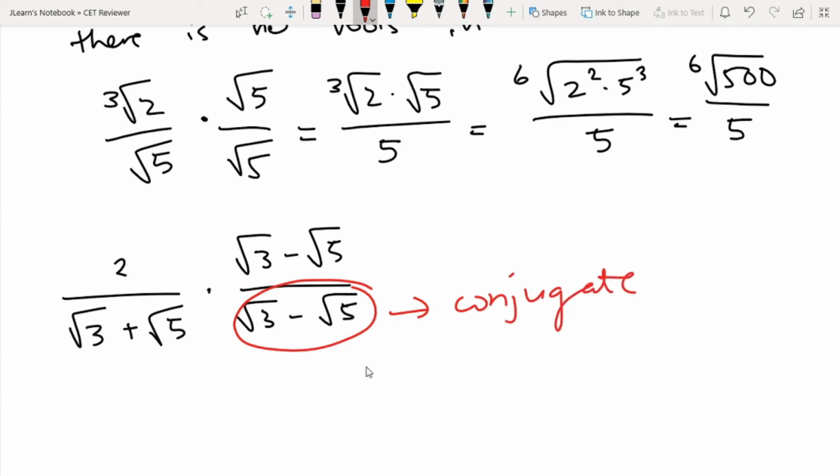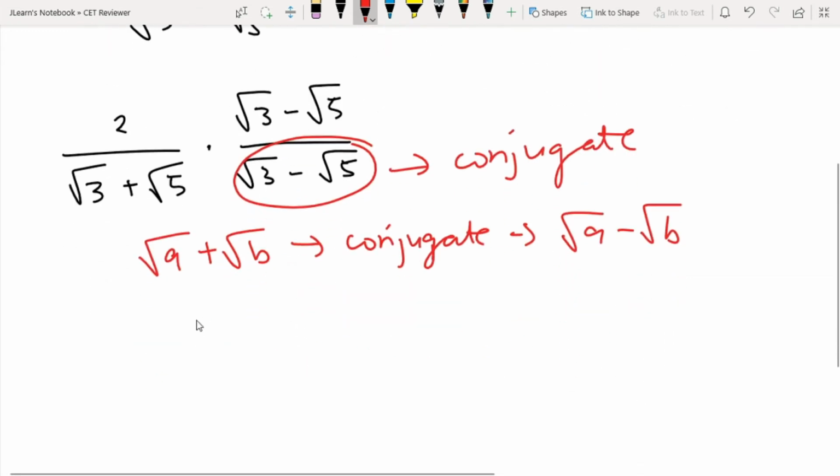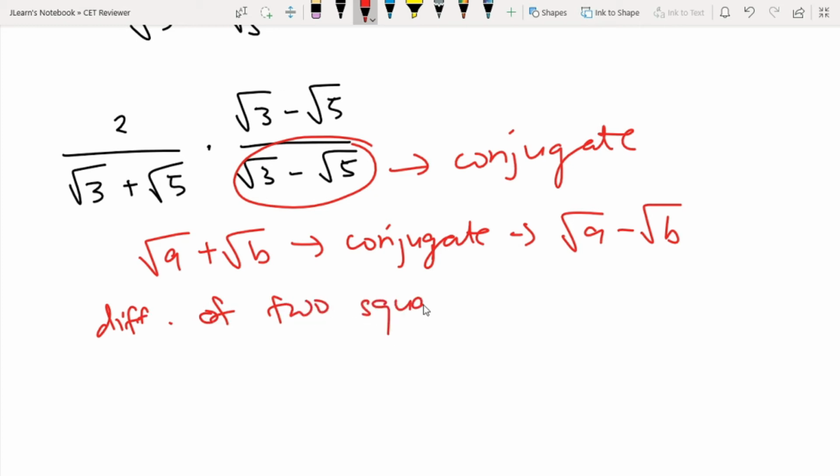Okay, so to rationalize something like this, kailangan natin i-multiply by a conjugate, no? So ano ba ang conjugate? So if you have, for example, square root of A plus square root of B, yung conjugate niya will simply be square root of A minus square root of B. Okay? Always ganun lang, no? Always. I-negate mo lang yung isa. So ano yung idea behind this, no? Yung idea behind this is difference of two squares.